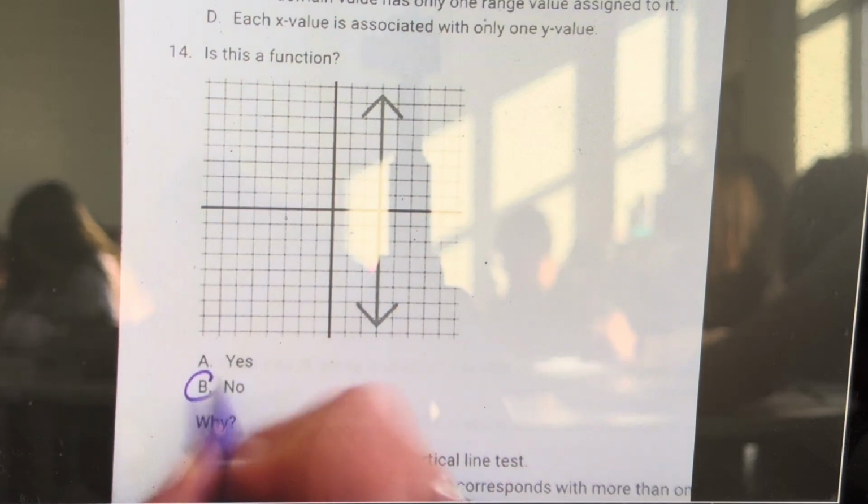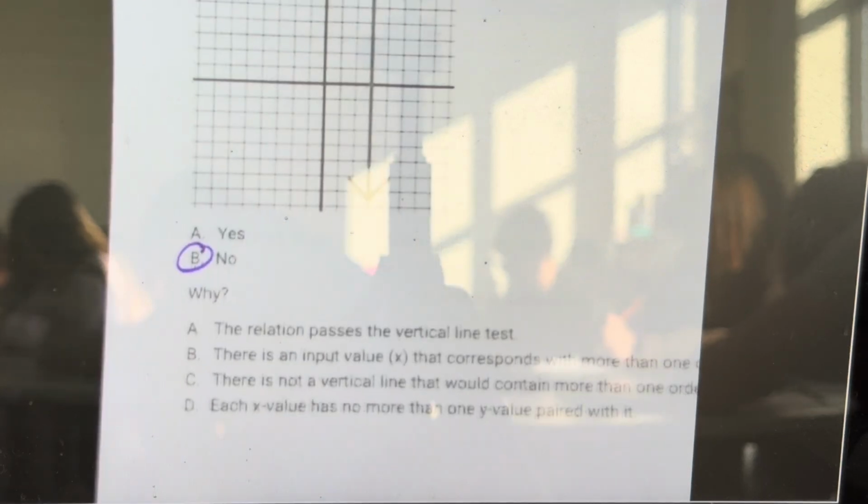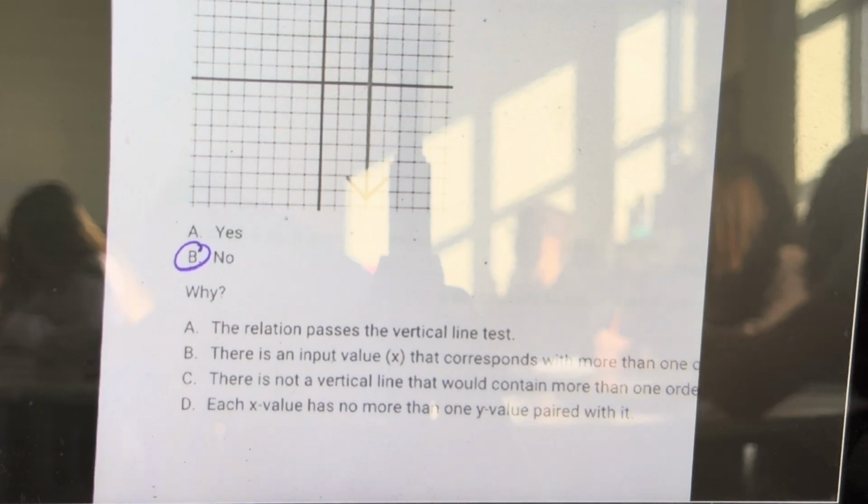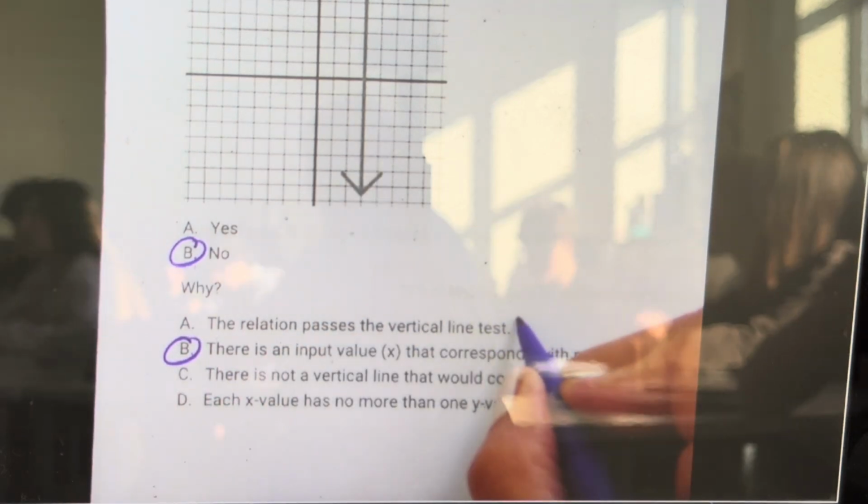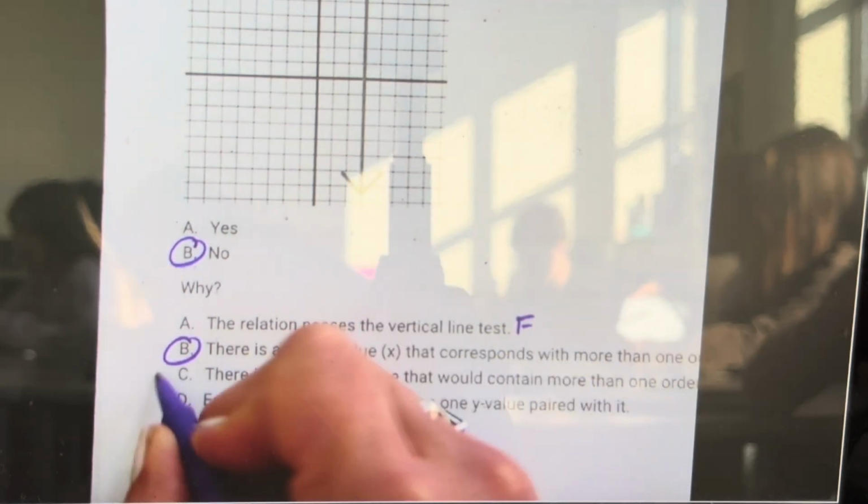Number 14. Is 14 a function? No. And it can't pass the vertical line test if it is a vertical line. And then what's our statement? B. There's an input value that corresponds with more than one. Very good. And so again, the other 3 statements describe a function.